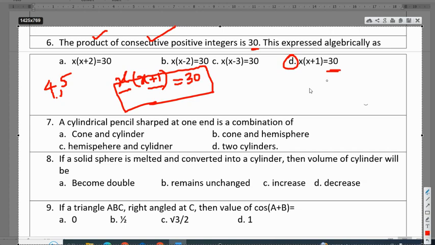A cylindrical pencil sharpened at one end is a combination of cone and cylinder. If a solid sphere is melted and converted into a cylinder, then the volume will remain the same. So it remains unchanged, because the volume of one object will be the same as the volume of the other object, whichever it is, sphere or cylinder or cone. Volume will not be changed.